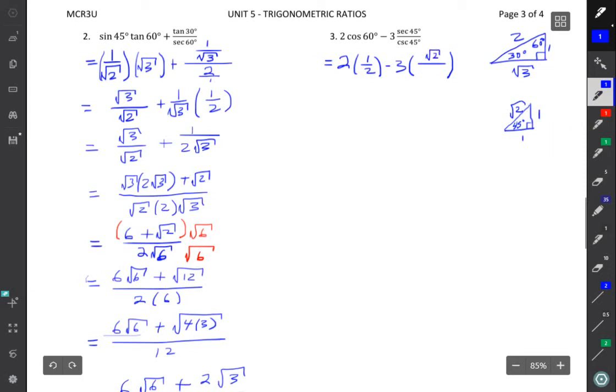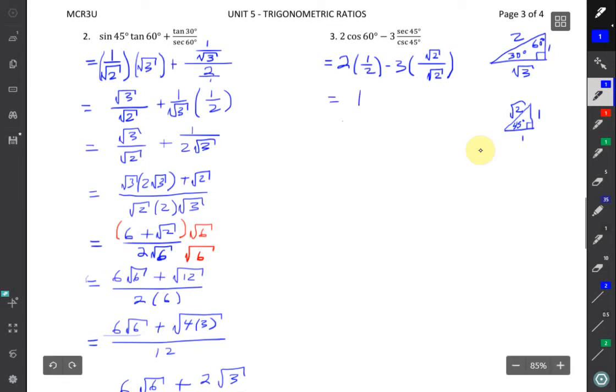Now we know both of these are the same, but let's look at the cosecant, which goes with sine. So that would be the hypotenuse over the opposite, which is also root 2 over 1, which gives us root 2. And as you can see, root 2 over root 2 is what we said, it's 1.